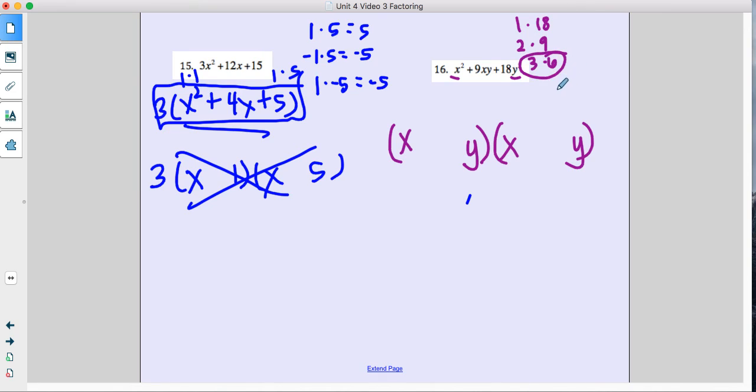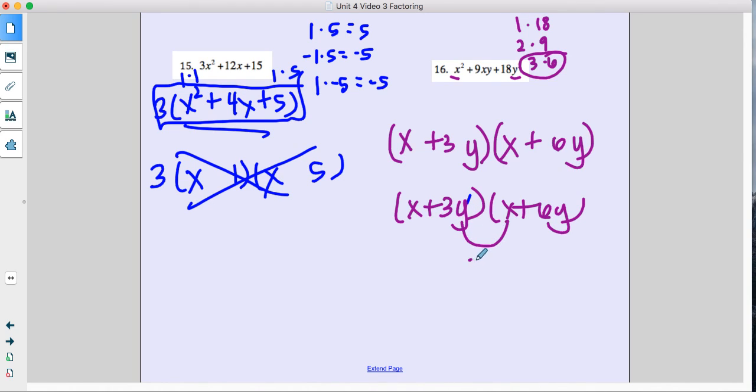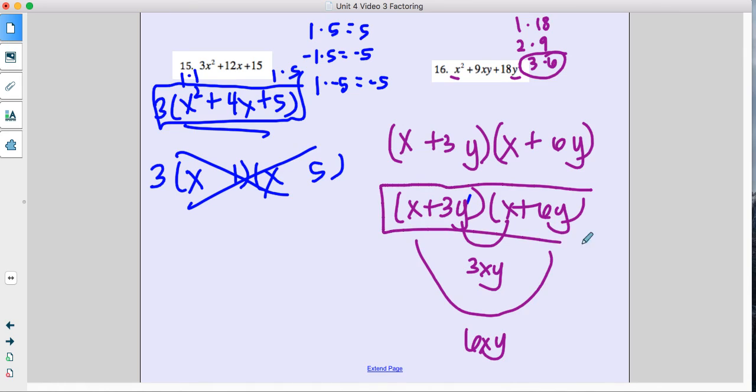3 and 6. They're both positive, right? So 3 times 6 is positive 18, and if I add them, they're positive 9. So plus 3, plus 6. So my answer is x plus 3y, x plus 6y, and then check. If I multiply this, it gives you 3xy, and if I multiply this, it gives me 6xy, and together I would get 9xy. So here's my final answer.